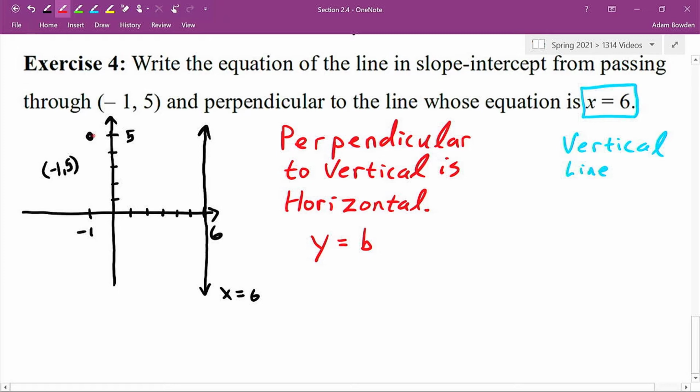So if we want to draw a line passing through this point perpendicular to the other line, it would be a horizontal line. It passes through the number 5. And so the equation for the horizontal line would be y equals 5.